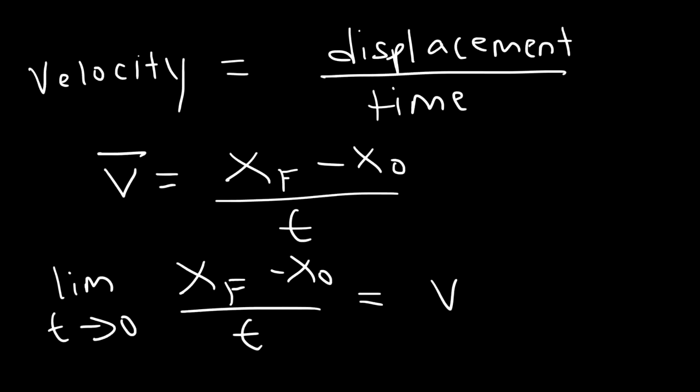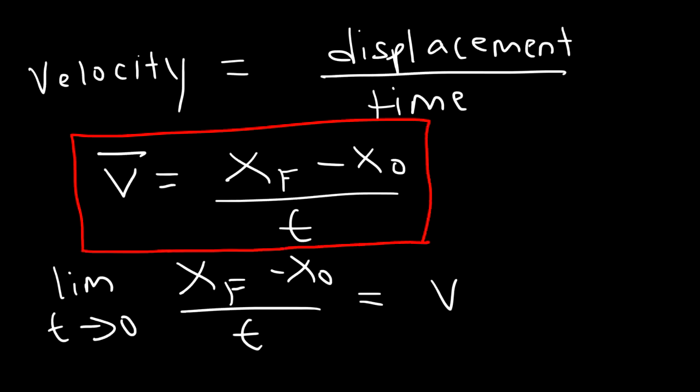The previous equation represents the average velocity. So if you want to find the average velocity, simply use this equation. It's the change in position over time, or displacement over time. So that will give you the average velocity. Whereas the instantaneous velocity, you can use the same formula, but when t becomes very, very small, it will give you the instantaneous velocity.